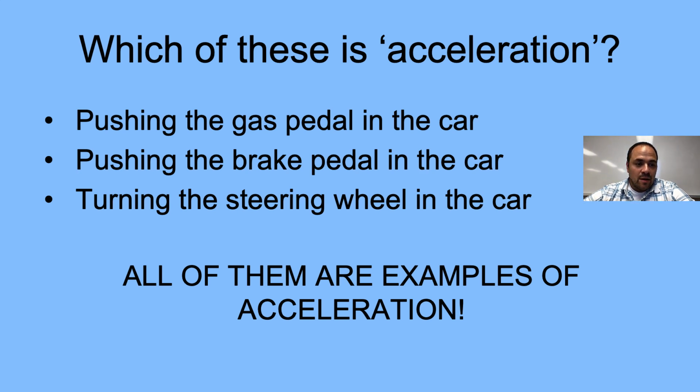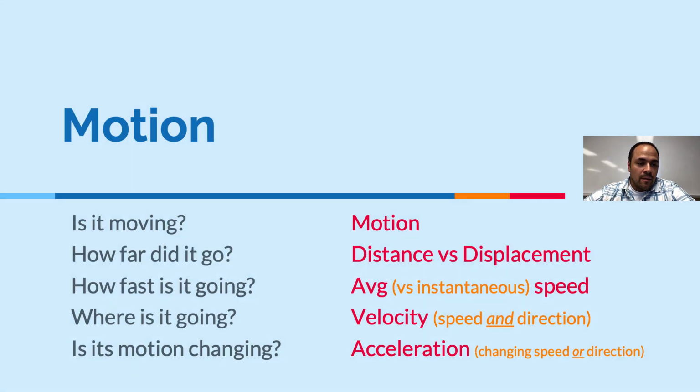All right, so in summary, when we're looking at motion, we're looking at if it's moving, it's in motion, how far did it go? We talk distance versus displacement. How fast is it going? We can look at the average or the instantaneous speed. Where is it going? Okay, so it's in motion in what direction? We're talking velocity. And finally, is that motion changing at all? That's acceleration.